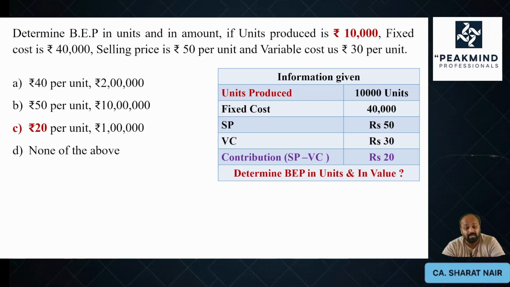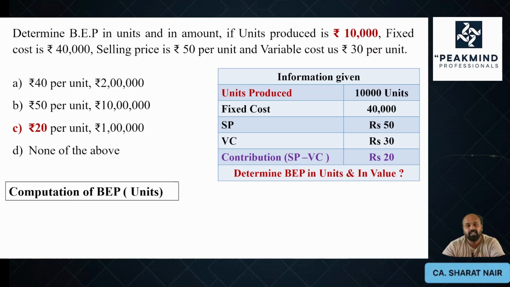It is actually again a typing error that has happened, that it is 10,000 units. They have mentioned rupees 10,000. Fixed cost given is 40,000. Selling price per unit given is 50. Variable cost given is 30. So I can calculate my contribution, which happens to be 20, which is the balance figure of 50 minus 30. Now they are asking us to find out the break-even point both in units as well as in value.